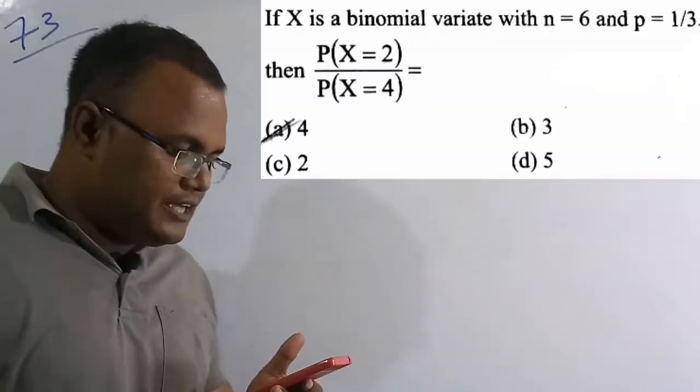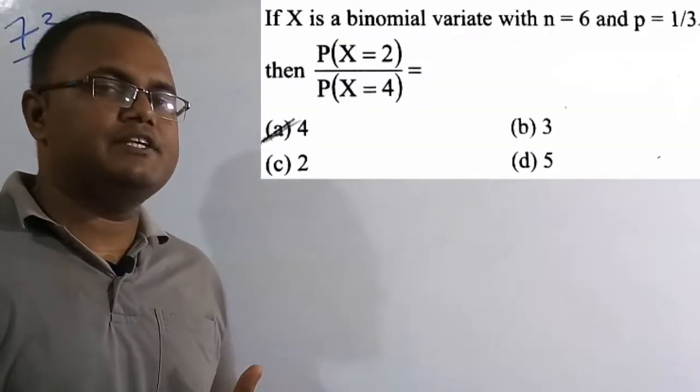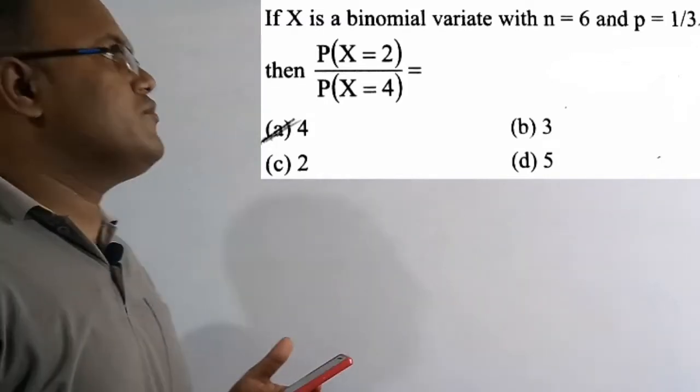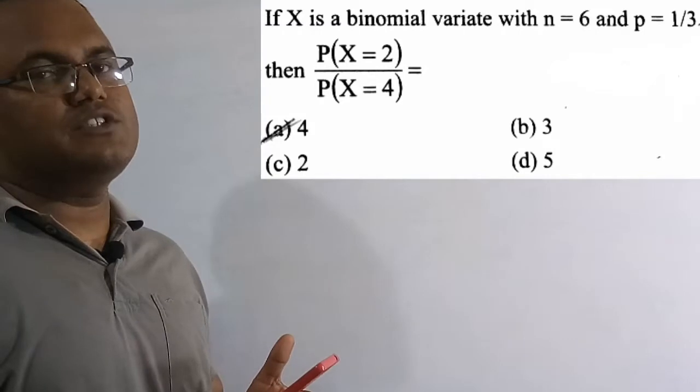So now we are going to solve the 73rd question. See the question here. If x is a binomial variate with n is equal to 6 and p is equal to 1 by 3, then what is the ratio of probability of x is equal to 2 by probability of x is equal to 4?